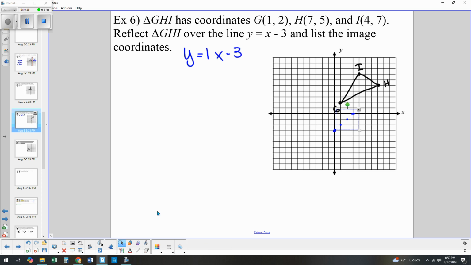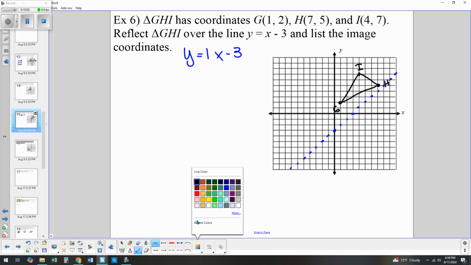I hate when that little box appears. And I'm going to keep drawing those dots all the way. And I'm terrible at drawing straight lines, so I'm going to try to use my line tool here to do it. There we go. That looks perfect.